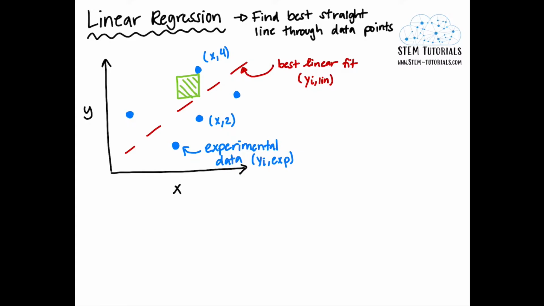Here for this bottom point, x2, we have this distance between our experimental data point and our line of best fit, and we're trying to minimize the square of this distance, so the area. Here you can imagine having a bigger square then, something really big.